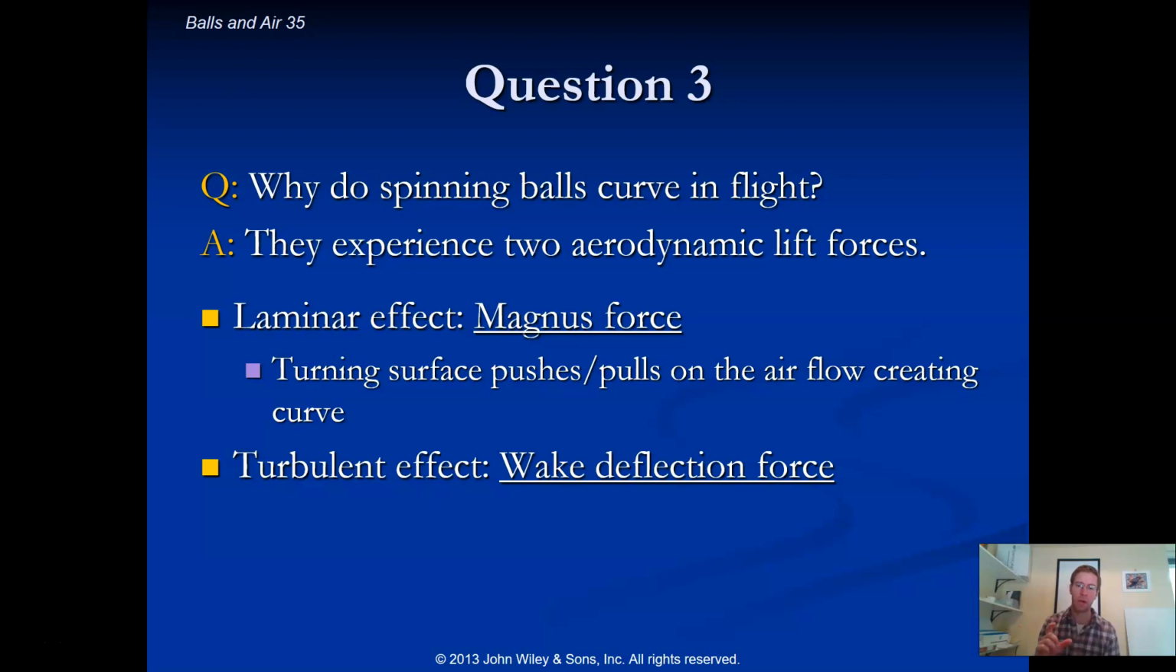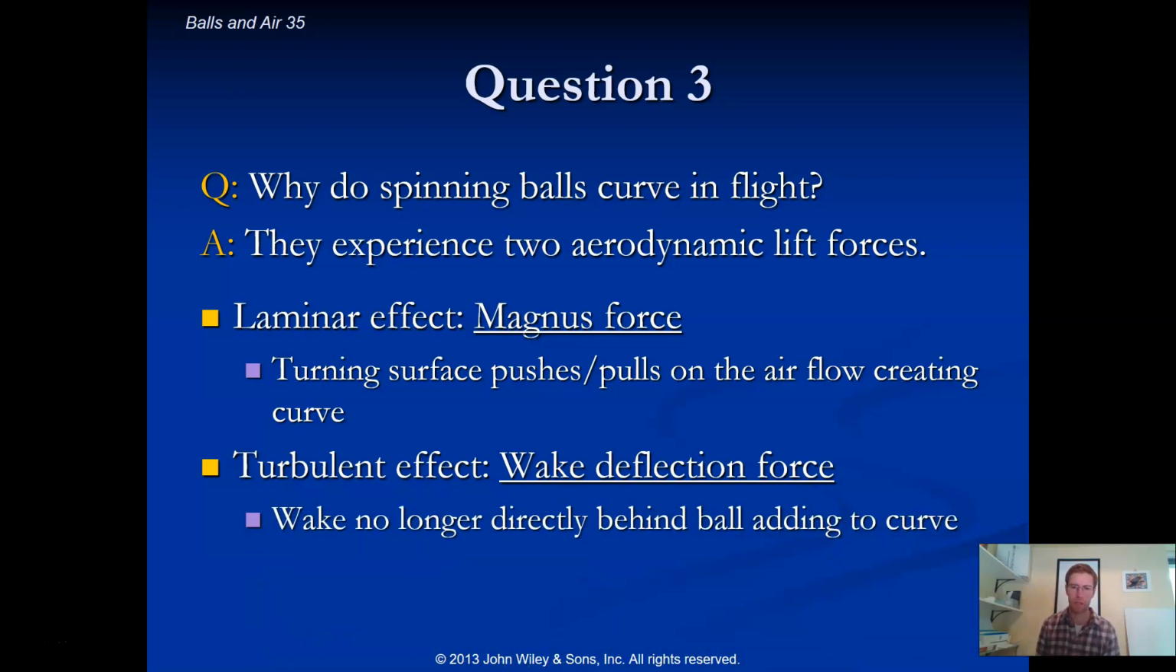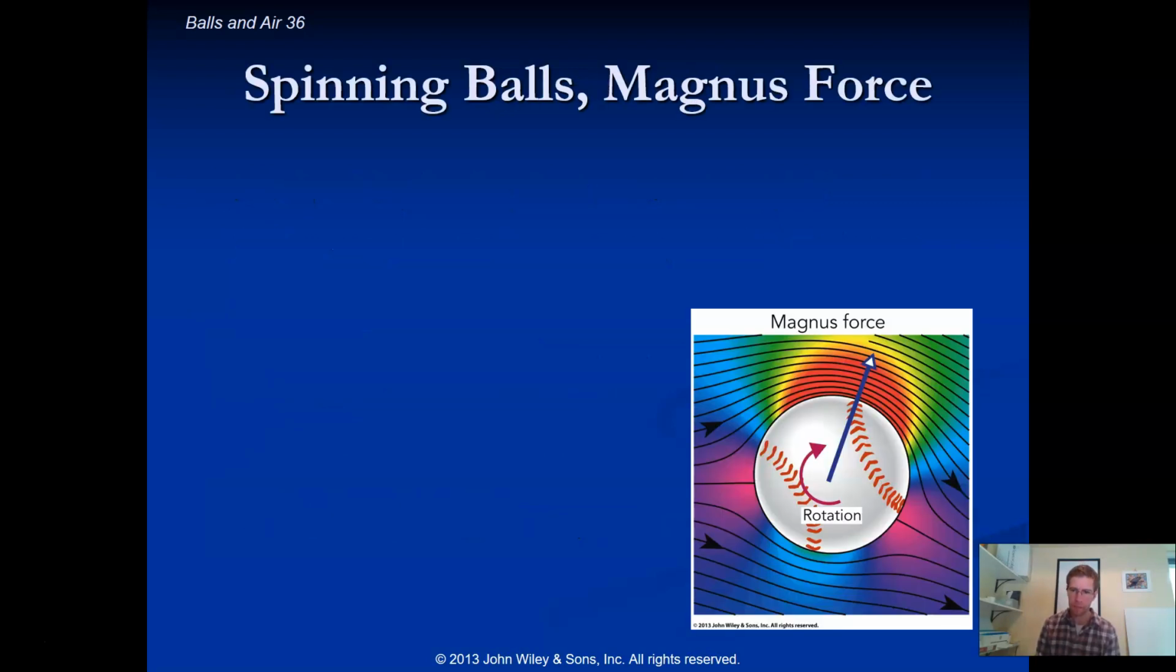But there's also, if you have turbulence behind your ball, if you're able to cause that turbulent wake to be off at an angle, that generates a net force also that can generate lift or cause your ball to curve in addition. So you can have, again, pressure differences caused by the rotation, and you can have a deflected wake, which also can add to your lift force. So let's just look at just the Magnus force. So let's assume for now that there's no wake.